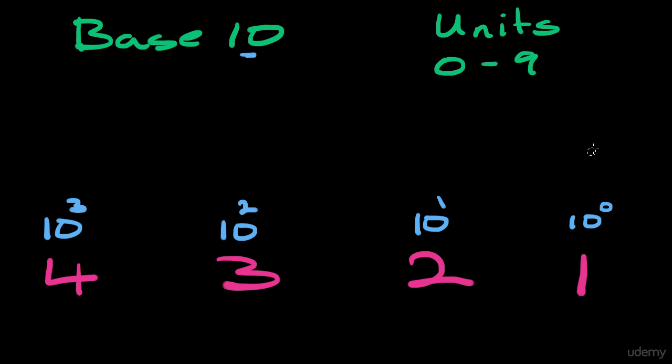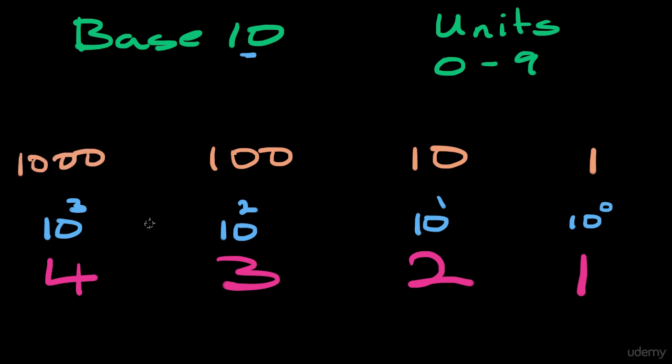Ten to the power of 0 is 1. 10 to the power of 1 is 10. 10 squared is 100. 10 cubed is 1,000. So the number you're looking at here is 4 thousands, 3 hundreds, 2 tens, and 1 unit. We have 4 groups of thousands. We have 3 groups of hundreds. We have 2 groups of tens, and we have 1 unit.